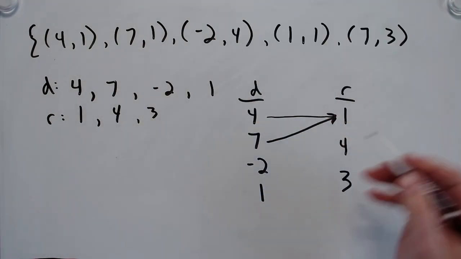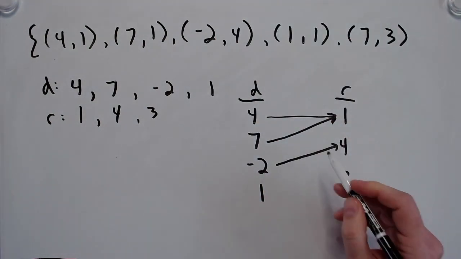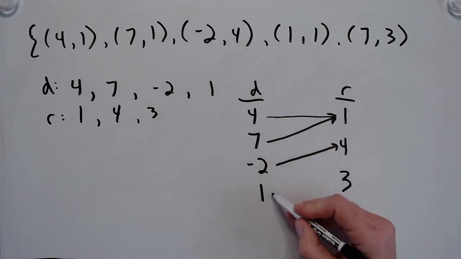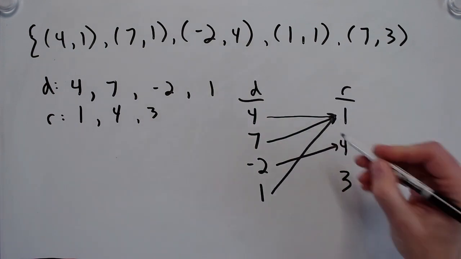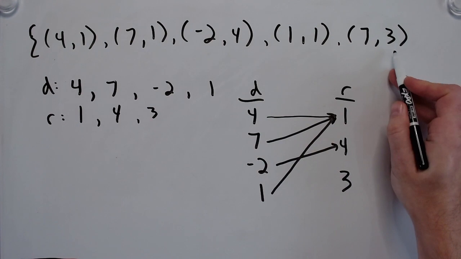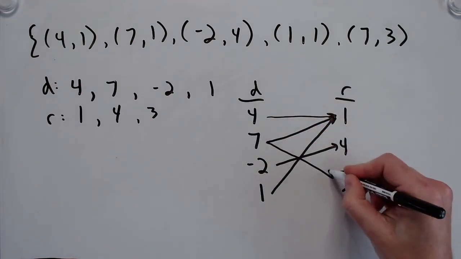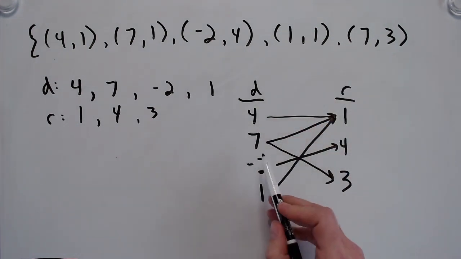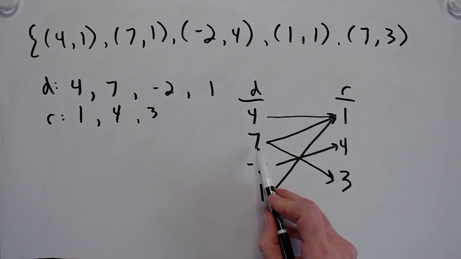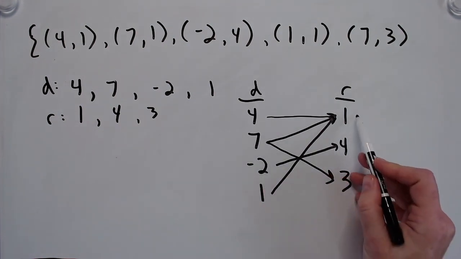-2 goes to 4. Okay, that's fine. 1 goes to 1. Okay, that's still fine. Now 7 goes to 3. 7 goes to 3. Well, now that's a problem. For each input, we need to have exactly one output that corresponds to it.